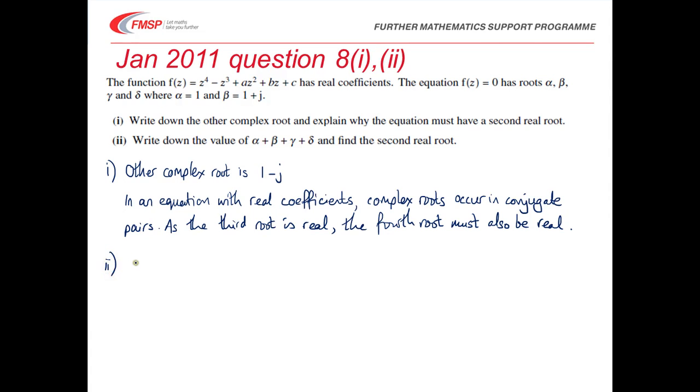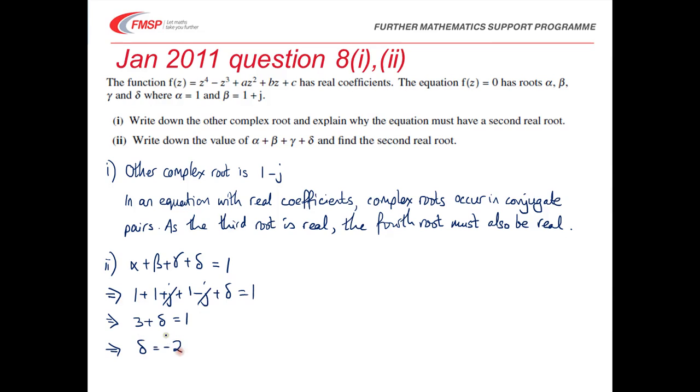Okay, write down the value of alpha plus beta plus gamma plus delta, where we know that that is minus the coefficient of z cubed, so that's minus 1, which is 1. And we know alpha, beta and gamma, that's 1 plus j, plus gamma, the one we've just worked out, leaving delta. The plus j and the minus j cancel, so we've got 3 plus delta equals 1, and therefore delta is equal to minus 2.